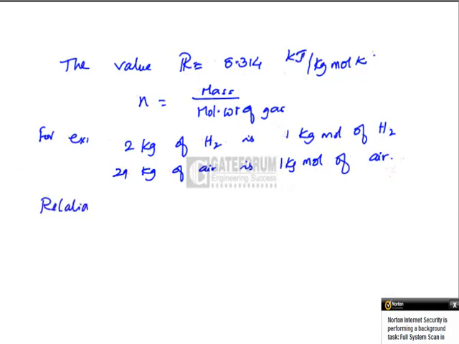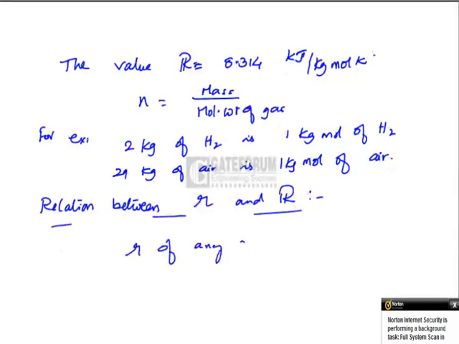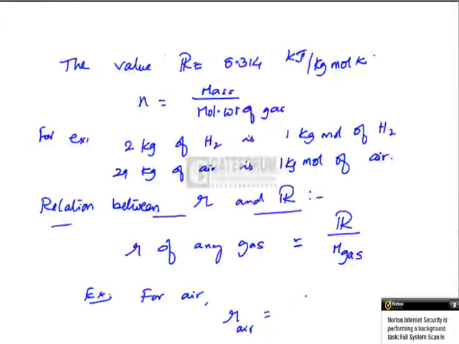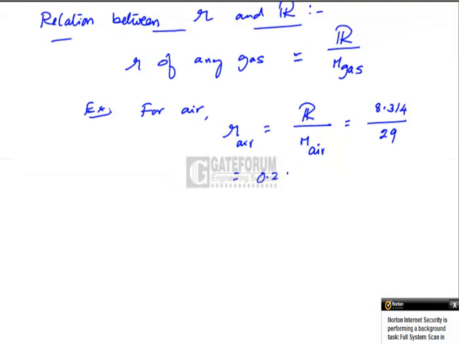There is a relation between small r, that is characteristic gas constant, and capital R, that is universal gas constant. Small r of any gas, that is characteristic gas constant of any gas, can be calculated as universal gas constant divided by molecular weight of gas. For example, for air, which is an ideal gas, R of air is equal to universal gas constant divided by molecular weight of air, that is 8.314 divided by 29, which is equivalent to 0.287 kilojoules per kg Kelvin.